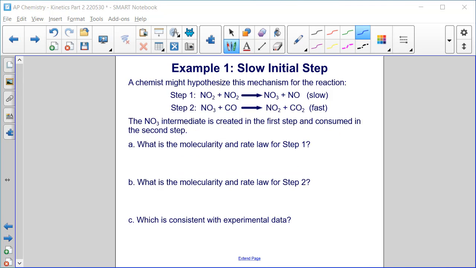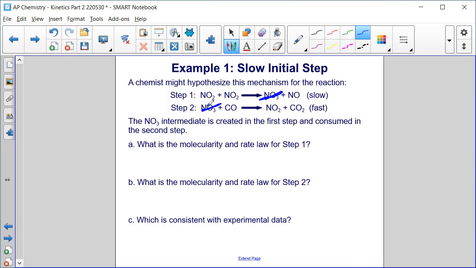A chemist might hypothesize this mechanism for the reaction, where step 1, NO2 plus NO2 produces NO3 plus NO as the slow step, and NO3 plus CO produces NO2 plus CO2 as the second and fast step. The NO3 intermediate is created in the first step and consumed in the second step, so that our overall reaction looks like the one we saw on the prior slide.